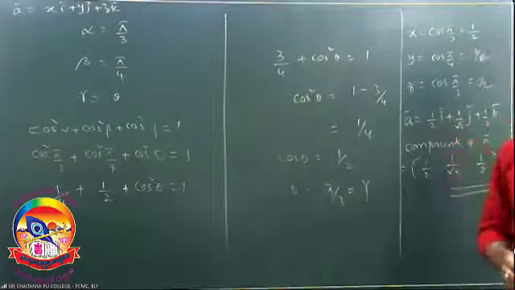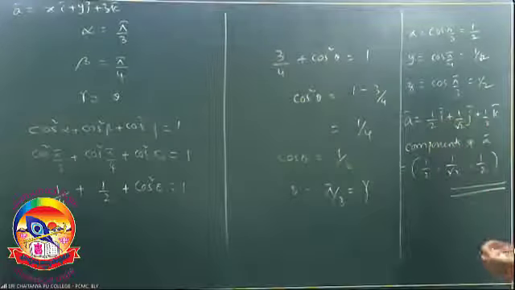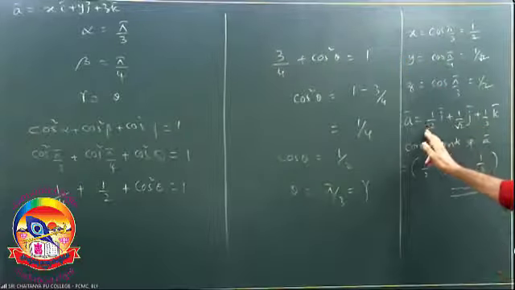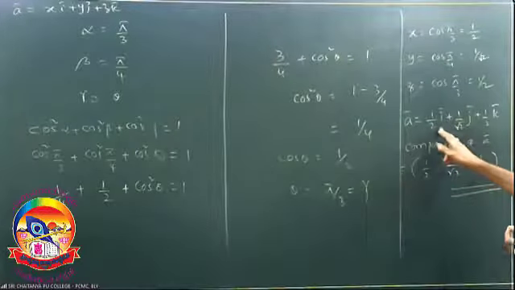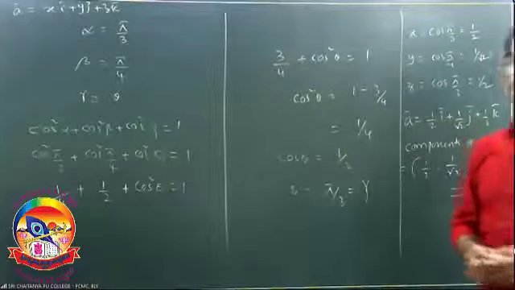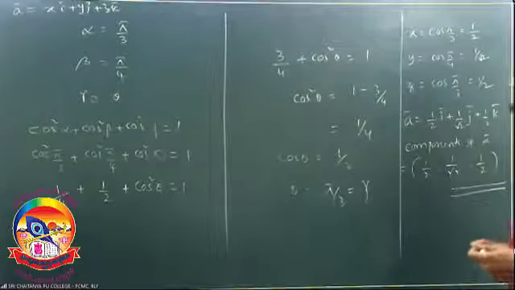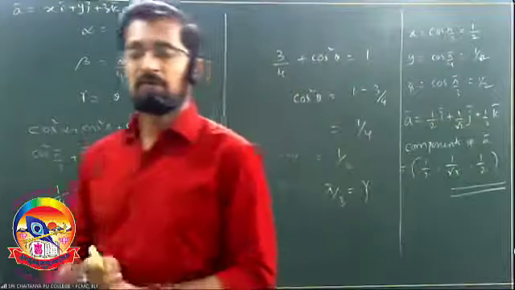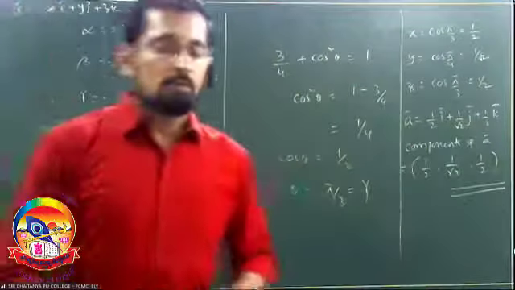Therefore, what will be the A value? A bar is equal to 1 by 2 i plus 1 by root 2 j plus 1 by 2 k. Therefore, the components of A bar are 1 by 2, 1 by root 2, 1 by 2. Okay, this is over. Copy this one slowly.